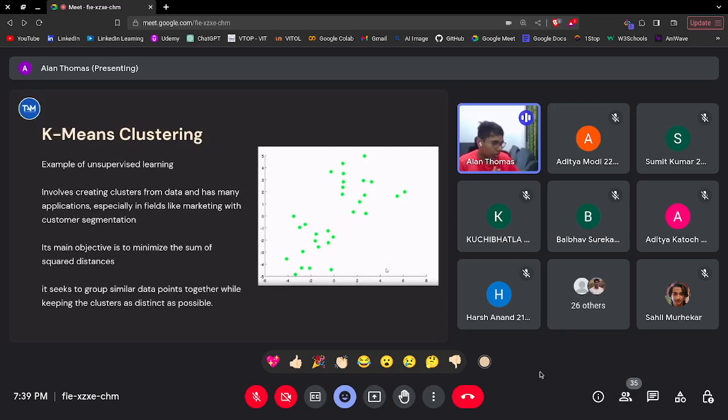Right, the third one is called k-means clustering. Basically, it involves creating clusters from data, and it has many applications, especially in fields like marketing and customer segmentation.